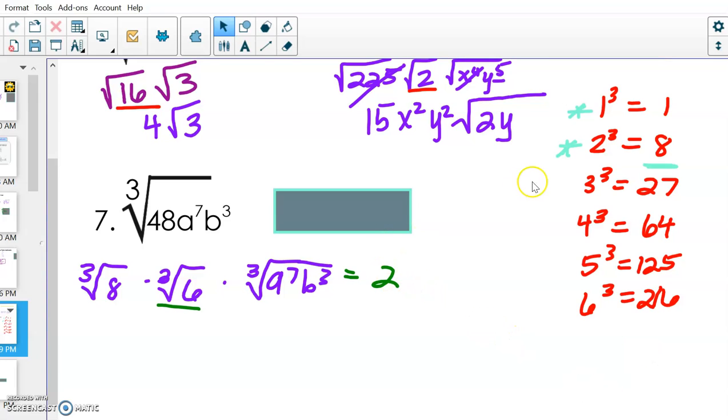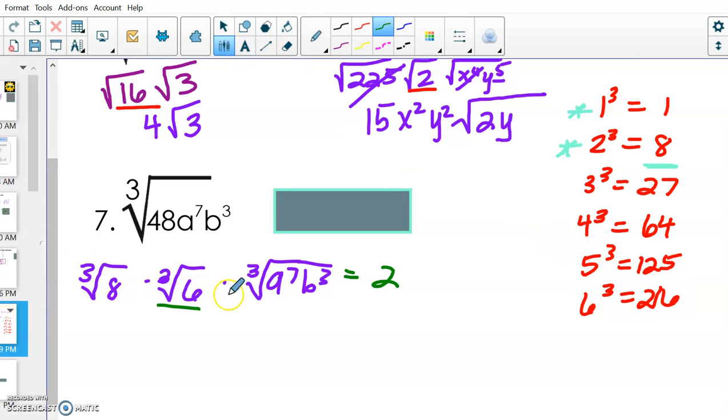All right, so picking up where we left off in that last video, we have a 2 on the outside because that is the cubed root of 8. And then, let's see, 6 is going to be left over underneath because there's no perfect cube for 6. Now we have a to the 7th, b to the 3rd.